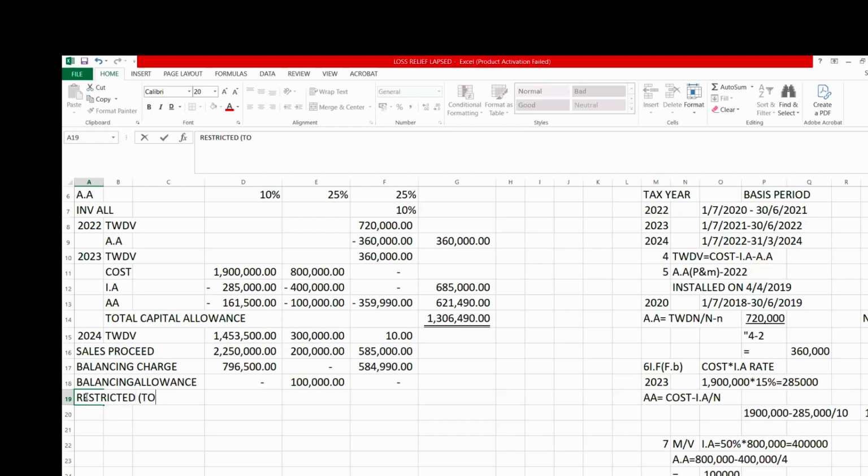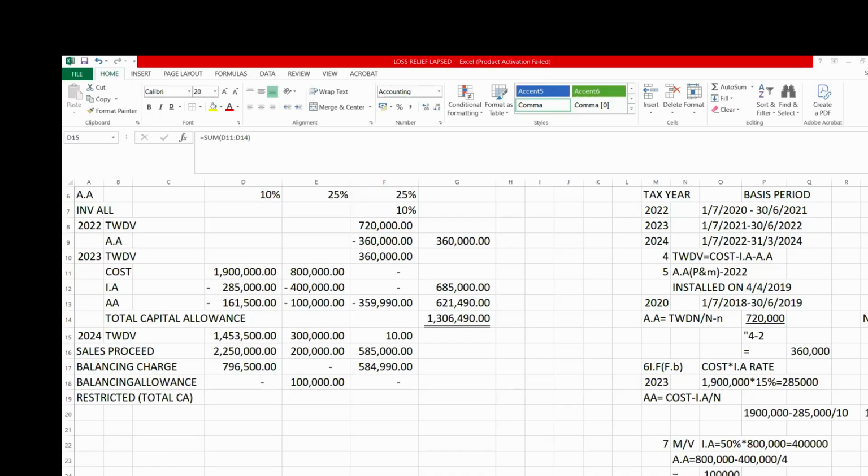So this balancing charge will now be restricted to the total capital allowance. So how do we get the total capital allowance? In the case of the first one, we have a balancing charge here. It will be the cost minus the tax written down value, which is 1.9 million minus 1,453,500. So that will give us the value for the total capital allowance charged on the asset.